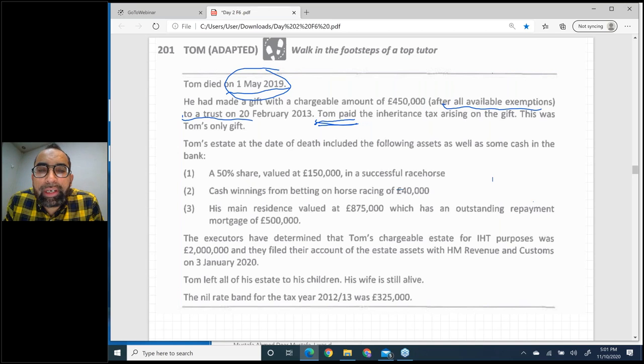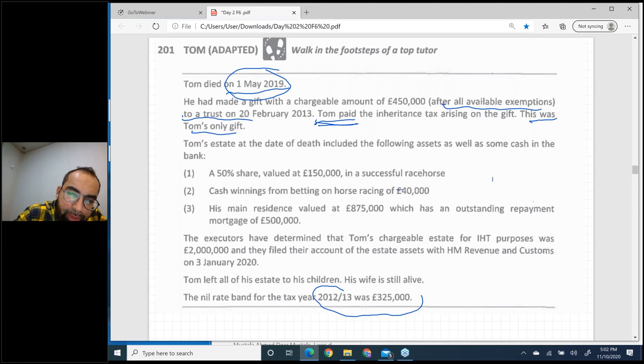I'm not going to read the complete question. I'm going to solve the first part. You can see on the screen he had made only one gift, and this was Tom's only gift. That means in his whole life this person made only this one gift. So the last 7 years from February 13 are totally free. And February 13 lies in the 12-13 fiscal year.